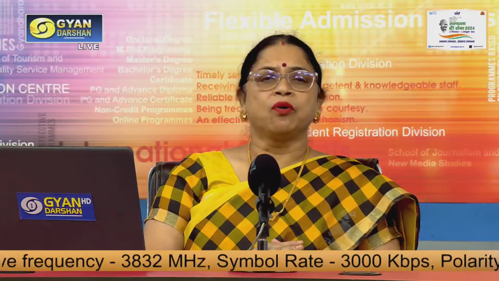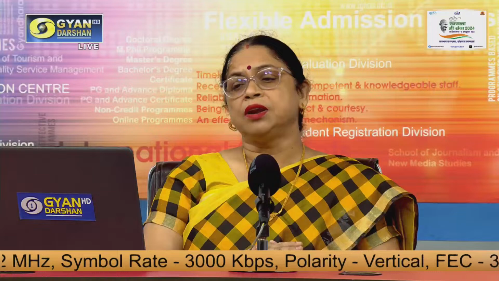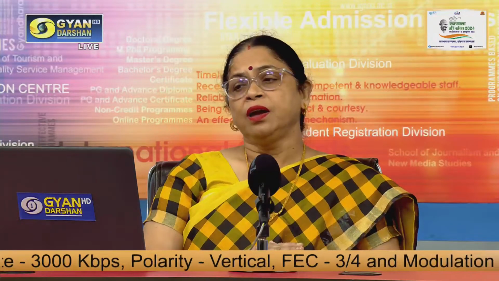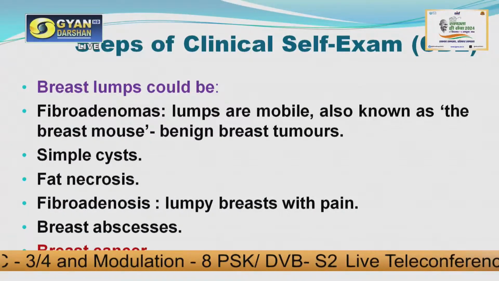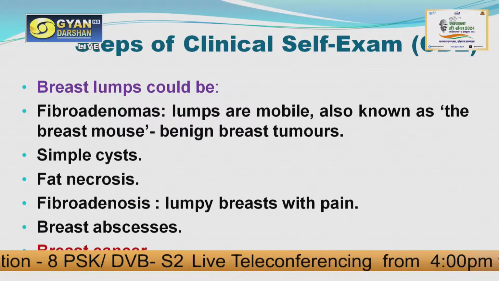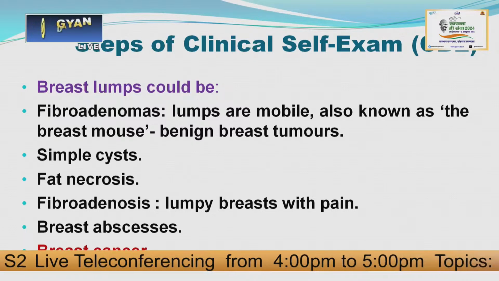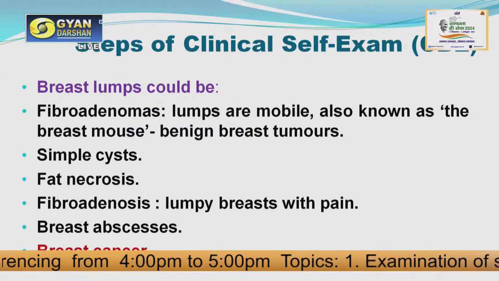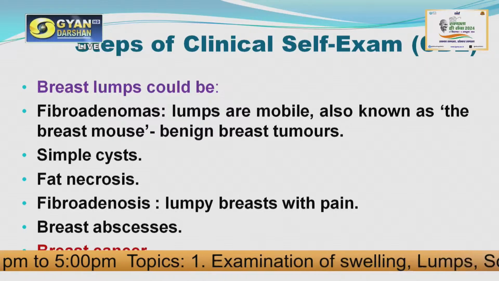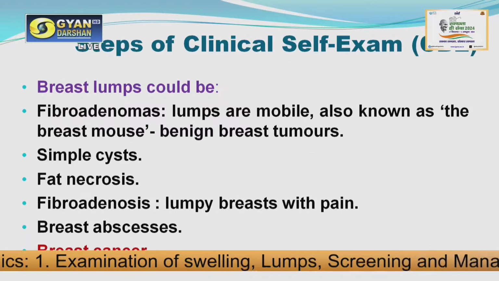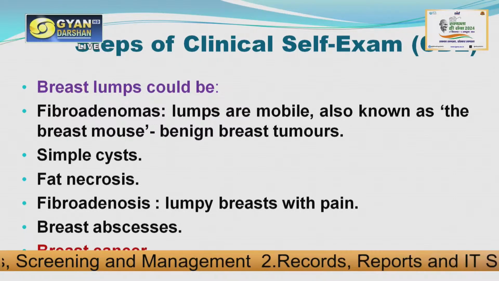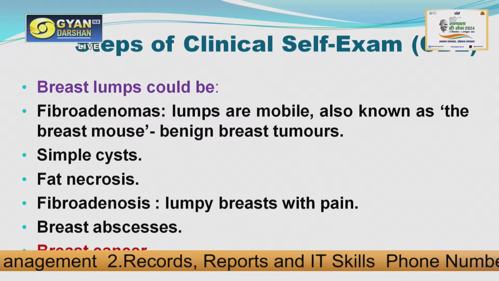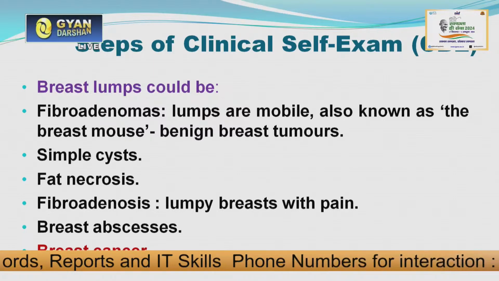So when your findings are there in the breast, it can be in the form of fibroadenoma, that is the lumps which are mobile, and they are also known as the breast mouse. So they are benign breast tumors. Other findings can be simple cysts. The lump can be of different nature. So it can be a fat necrosis. Fibroadenoma can also be there, like lumpy breast with pain. Then breast abscess can be there, and lastly the breast cancer.